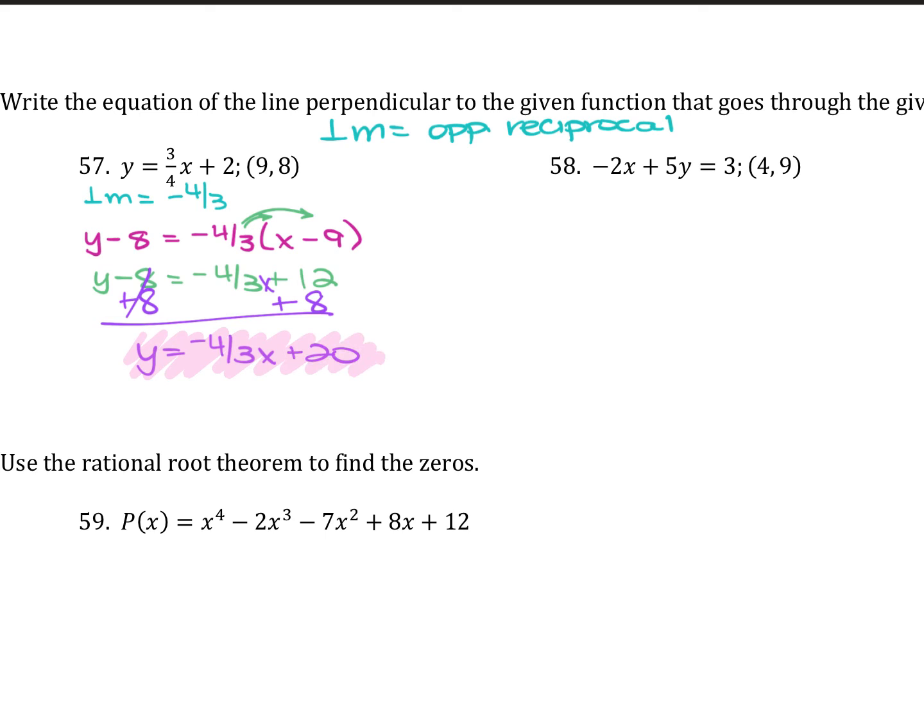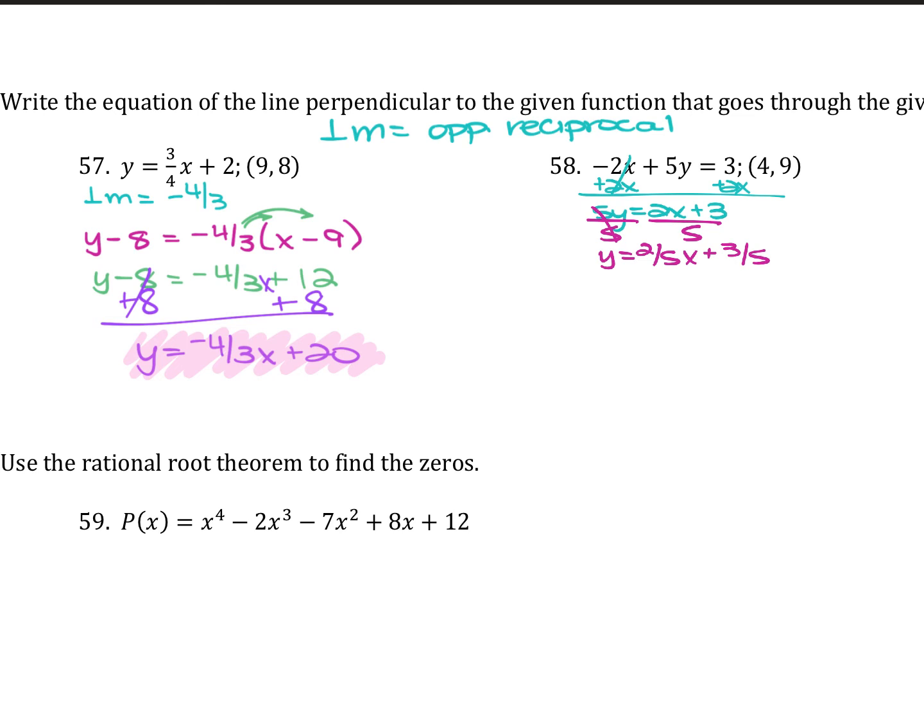For 58, we have negative 2x plus 5y is equal to 3. If we solve this for y, we're going to add the 2x to both sides. We have 5y is equal to 2x plus 3. Then we divide each side by the 5. And that's just y is equal to 2/5 x plus 3/5.